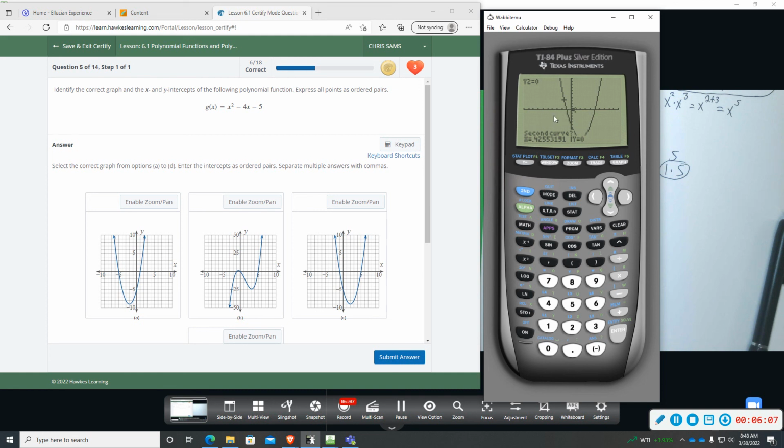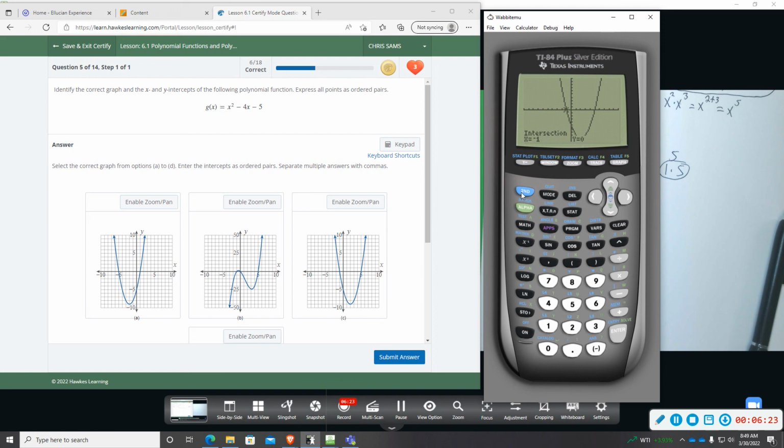So left bound, right bound, or first curve, second curve, you just hit enter once you get to the spot you need to be, and then it says guess. You don't have to guess, you can just hit enter. And then we get -1, 0.